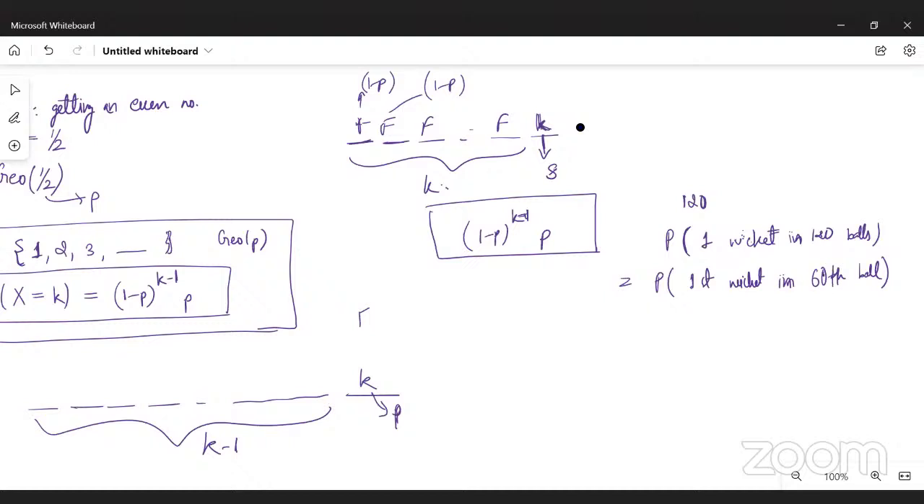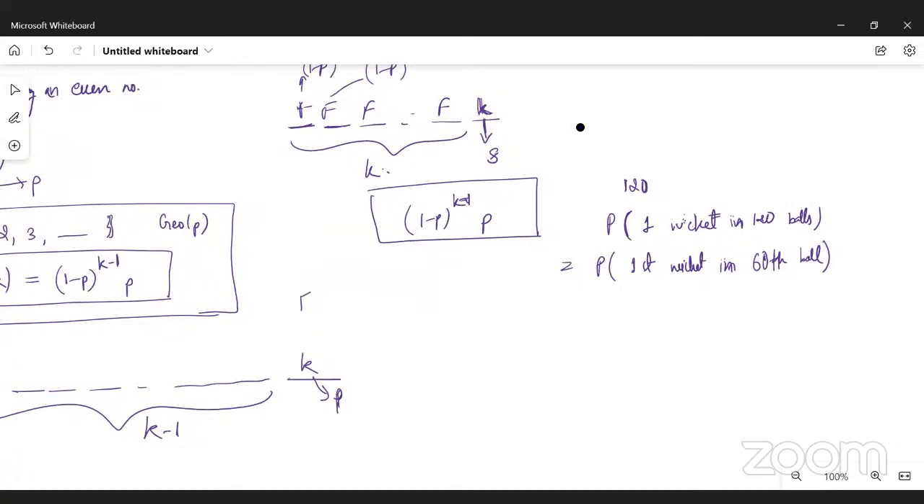How is the first one binomial? We are talking about only one success in 120 balls, and it can appear on any ball. The answer will vary because both are different situations. In the first case, you are interested in finding the probability that in 120 balls you should have just one wicket. That one wicket can occur in any of the 1 to 120 balls, right?